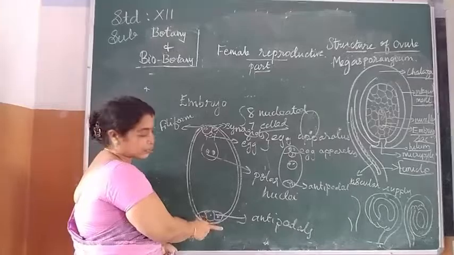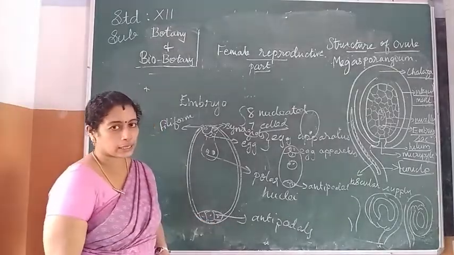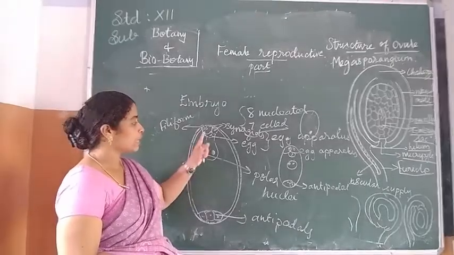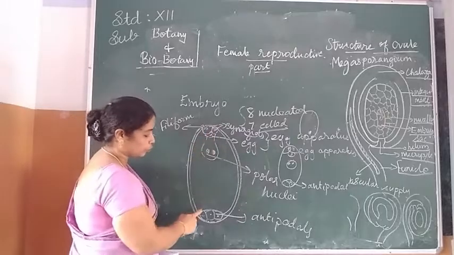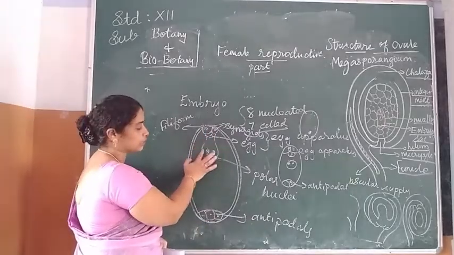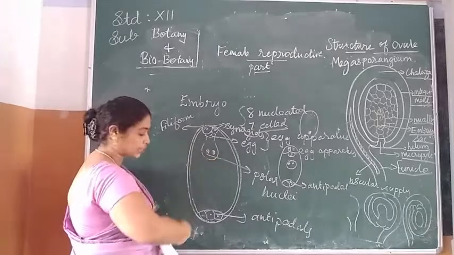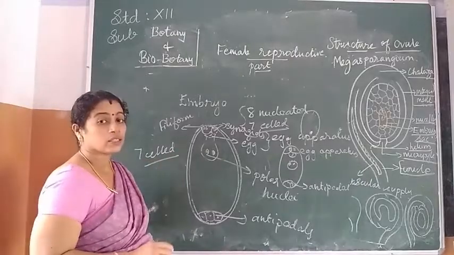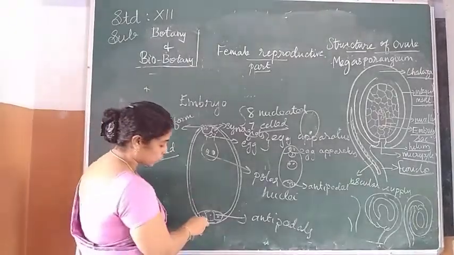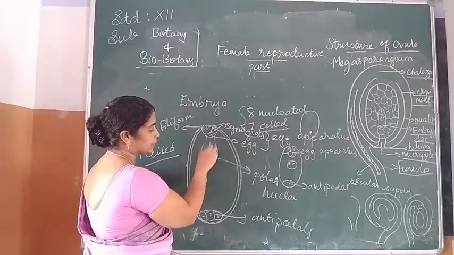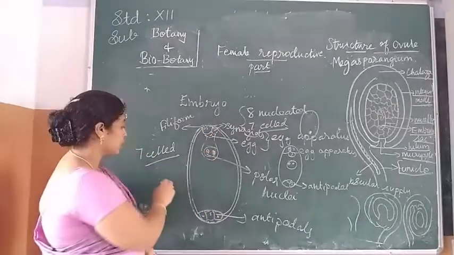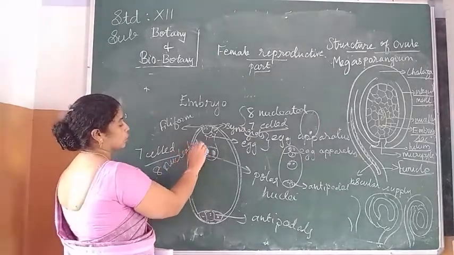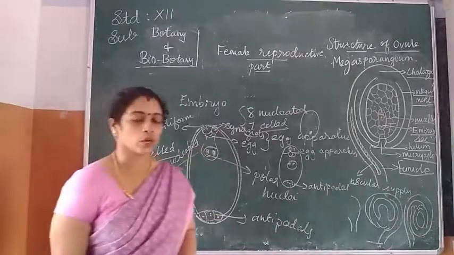Then the lowermost, that is the chalazal end, has the antipodal cells. So this is about the structure of the embryo sac. Here, how many cells are present? 1, 2, 3, 4, 5, 6, and 7. So 7 cells and 8 nuclei. 1, 2, 3, 4, 5, 6, 7, 8 nuclei. So it is an 8-nucleate, 7-celled structure. So this is about the structure of the embryo sac.